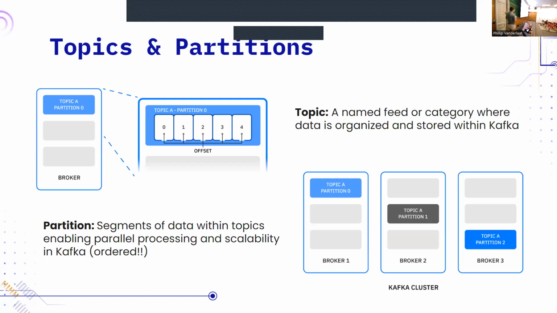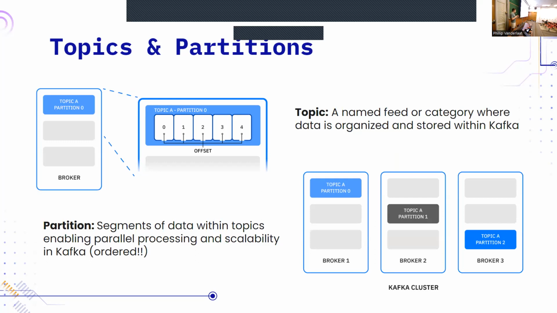Now this is where it gets a bit more interesting. How information is stored and processed in Kafka is through topics. A topic is like a feed or channel where all information of the same type goes. Let's say you have an e-commerce platform. Maybe you have one feed for user interactions, and maybe one feed for error logs or something like that. So all the same type of information goes in the same topic.